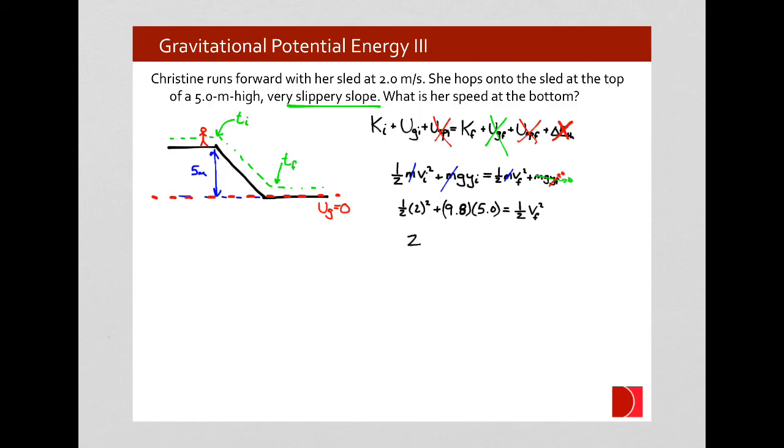So we have 2 joules in her initial motion. We have 49 joules that are released because she's going downhill, so that gravitational potential energy is released and turned into kinetic energy for her. And we find that her velocity at the bottom is 10.1 meters per second.